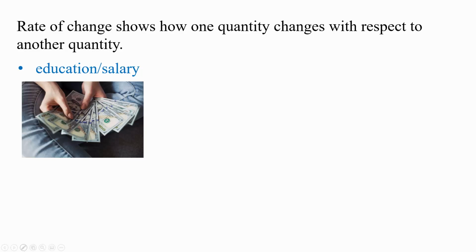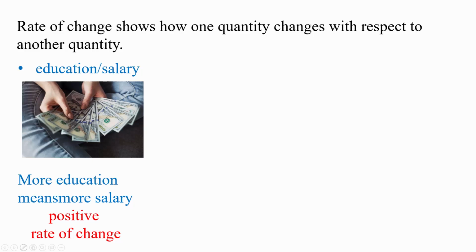Here are two variables, two quantities: the amount of education someone receives and their salary after they find a job. There is a connection of some sort, I would think. Perhaps the more education you receive, the more salary you will make from your job. And we can say that is a positive rate of change.